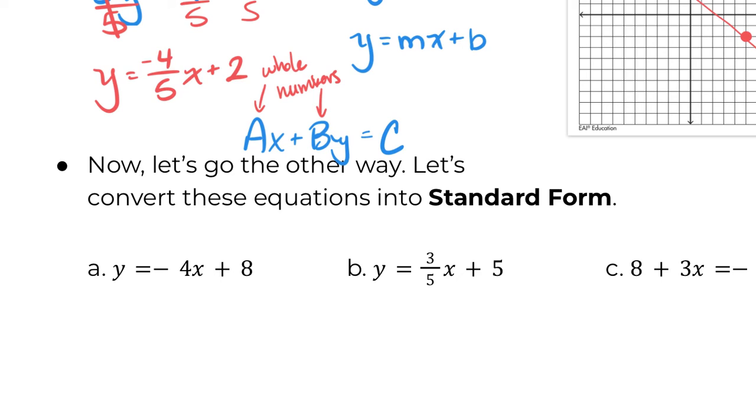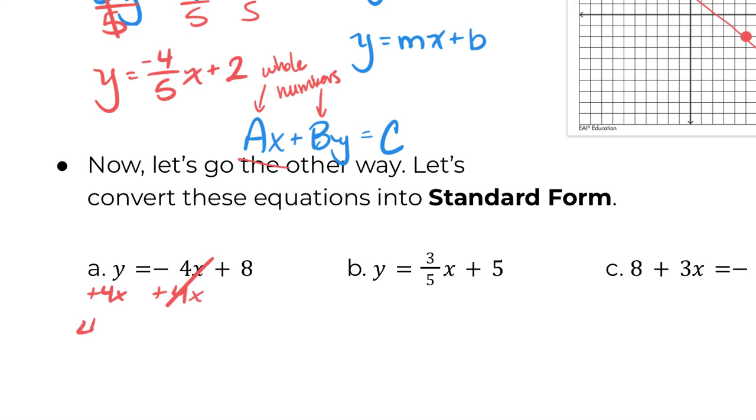So let's look at the first one. Letter A. y equals negative 4x plus 8. Well, I want to move my x back over to this side. So we're just going to add 4x to both sides. Now we want it to lead with the x value.